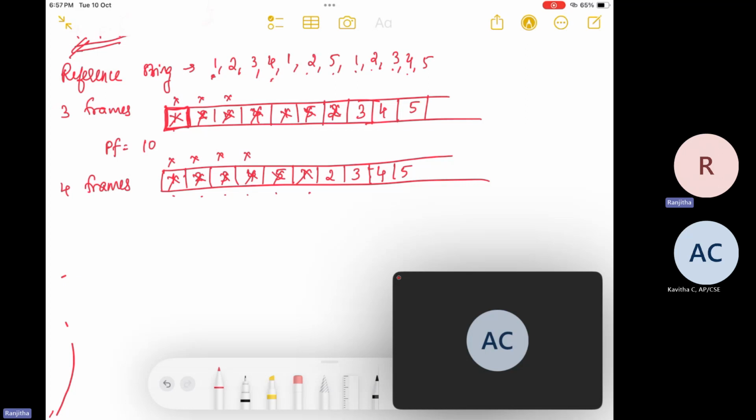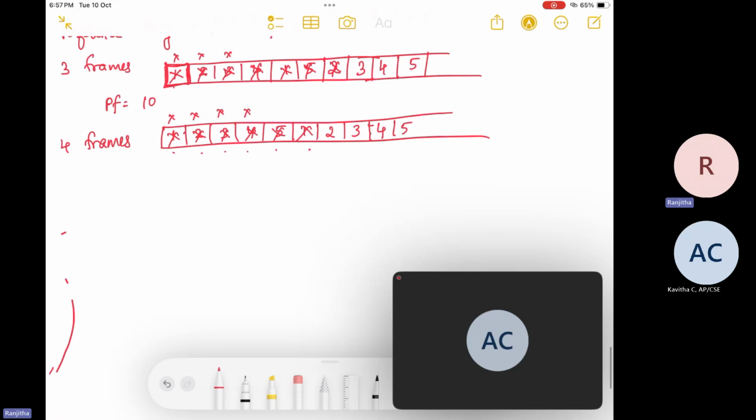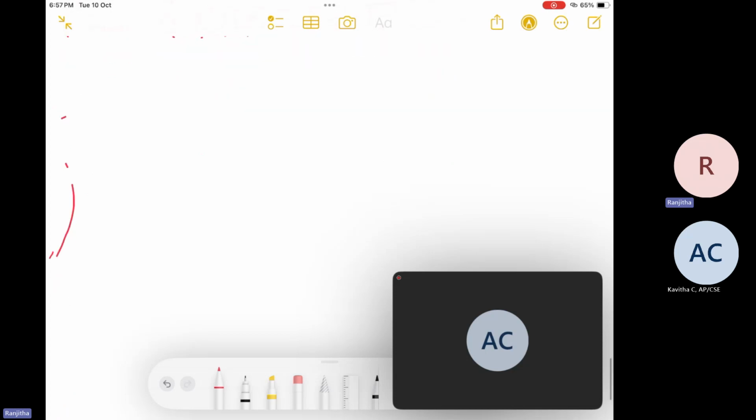So this is known as Belady's anomaly. That is, even if we give more frames, there is no improvement in the page fault rate. This happens with the FIFO page replacement policy.